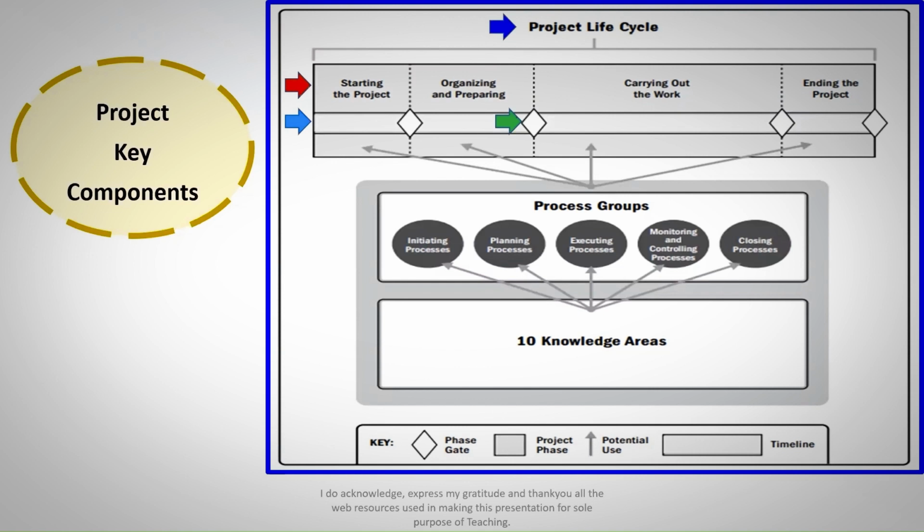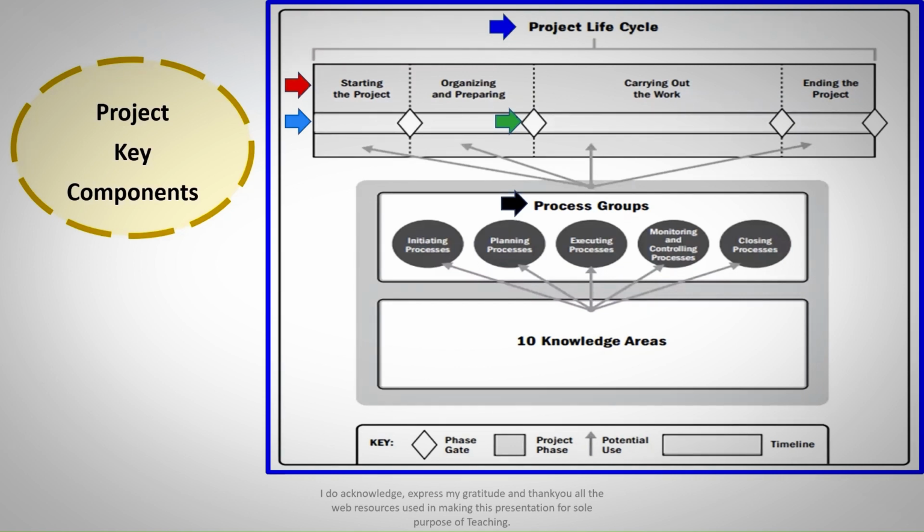So broadly, two points of concern. Number 1, we have completed where we are, in which phase. Second, we are good to go to the next phase because we are well prepared for it. This is what is called the basic project life cycle. But these phases need to be supported by some processes, and those are called process groups.